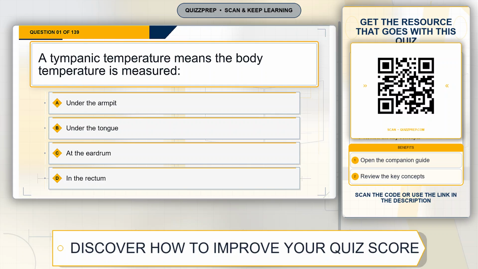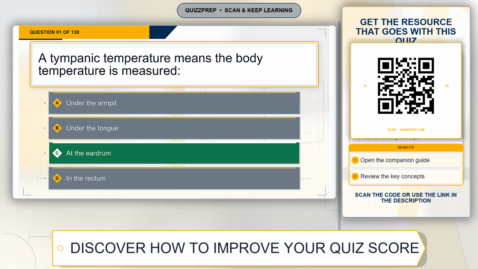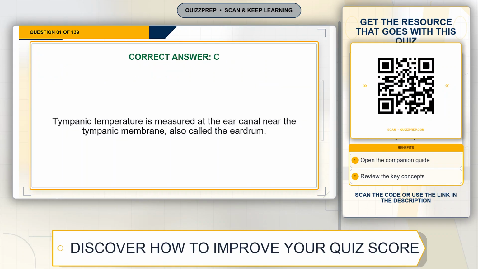Question 1. A tympanic temperature means the body temperature is measured. Option A, under the armpit. Option B, under the tongue. Option C, at the eardrum. Option D, in the rectum. The correct answer is option C, at the eardrum. Explanation. Tympanic temperature is measured at the ear canal near the tympanic membrane, also called the eardrum.